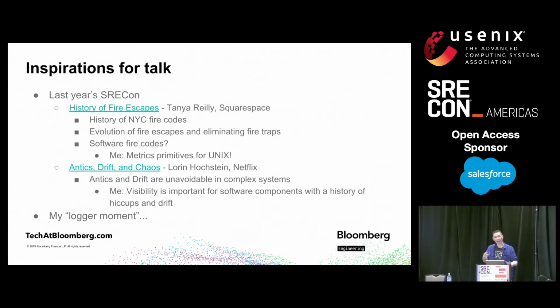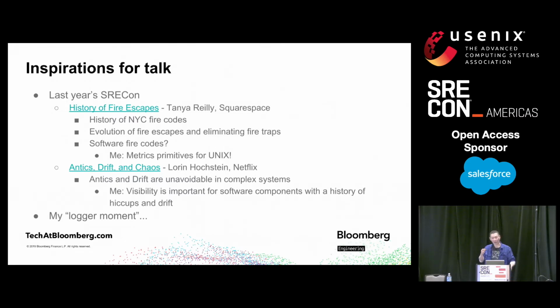The other talk was Antics, Drift, and Chaos. Lauren Hochstein presented the idea that deviations from expected behavior are an unavoidable consequence of having complex systems that run over time. These deviations he called antics and drift. I think drift is long-term and antics are short-term deviations, but they're deviations. He put forth applying chaos engineering to ferret these things out. But for me, an important consequence of this inevitability of antics and drift is that we need visibility into all levels of our stack. An antic at one level might be preceded by a drift at a lower level, or drift at a higher level may be a sequence of antics from lower levels. If we had visibility into it, we might gain some more insight.